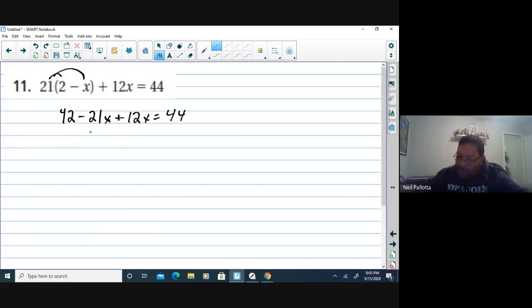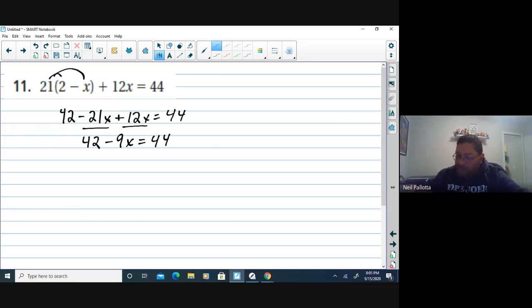It's at this step here where we want to recognize our like terms. Our like terms are the negative 21x and the 12x. They're your like terms because they have the same variable to the same power. Some of you were taking the 42 and putting the 42 with the 21x, right? And that's wrong, right? They're not like terms, right? We have to recognize our like terms. So we recopy the 42, negative 21 plus 12x. That's going to be negative 9x. And then that's equal to 44.